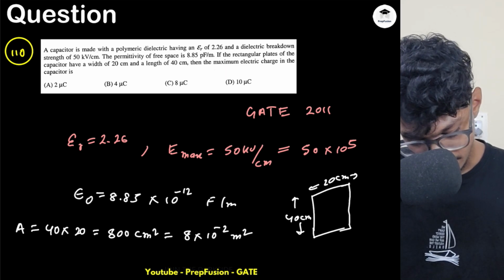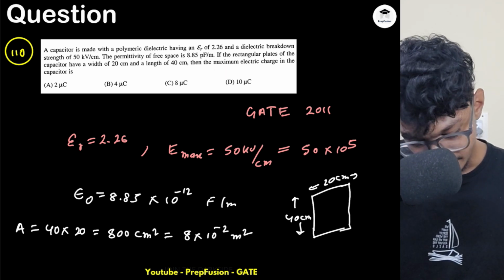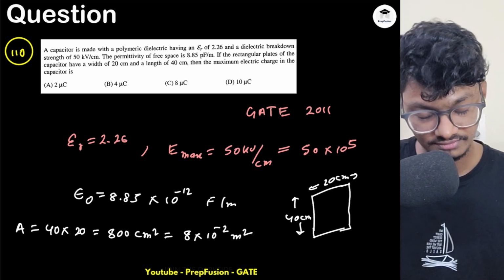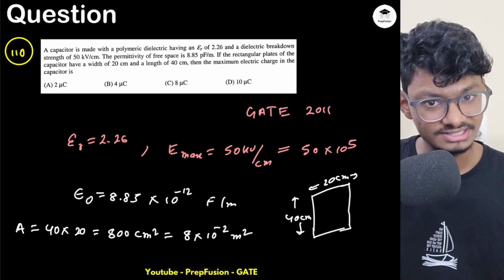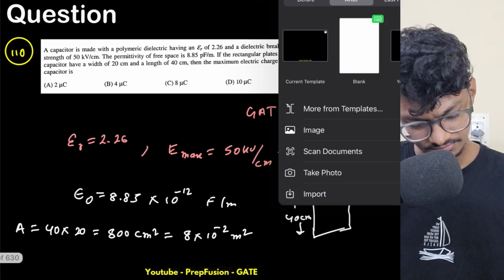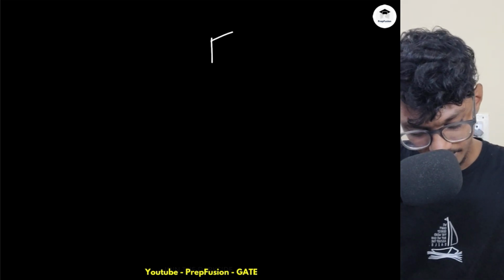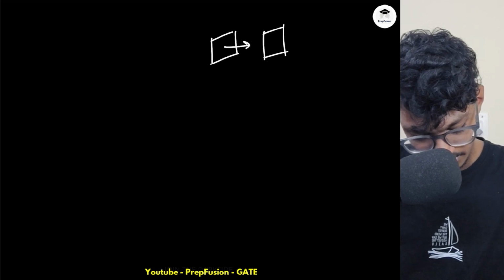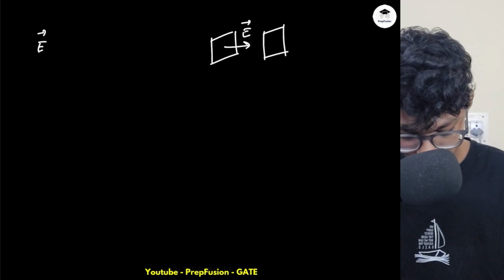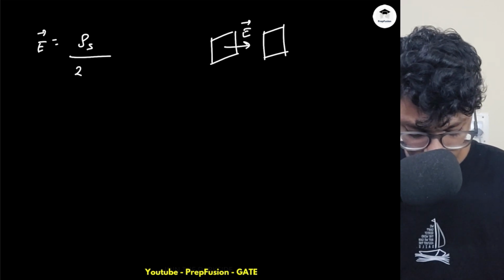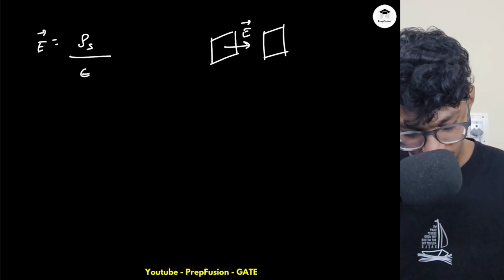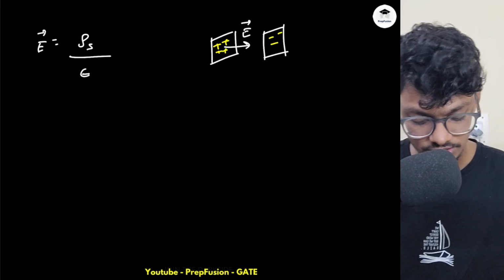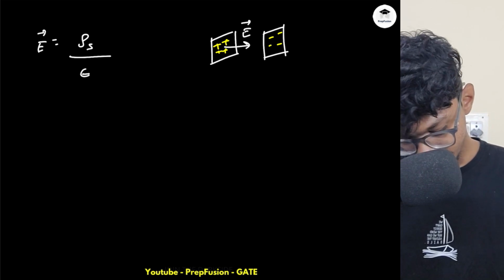Then the maximum electric charge in the capacitor. What have they given us? What have they not given us? They haven't given us the perpendicular distance between the plates. But do I actually need it? If you remember, what was the expression for the electric field here? The electric field was equal to rho s upon 2 epsilon, right? Because due to the positive plate I will get rho s upon 2 epsilon, and due to the negative plate I will get another rho s upon 2 epsilon. So overall, I will get rho s upon epsilon. Okay, so that is the thing here.